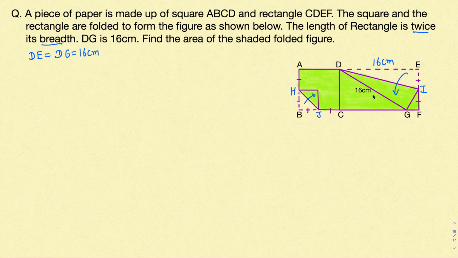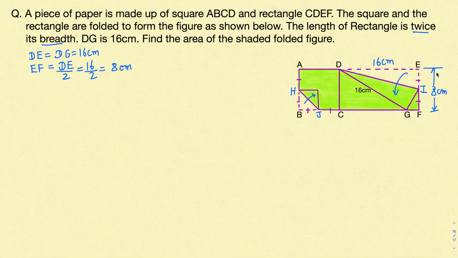And from here we can also get EF, which is the breadth of the rectangle. EF is equal to how much? DE divided by 2. So this will give us 16 divided by 2, which is 8 cm. So this breadth here is 8 cm.